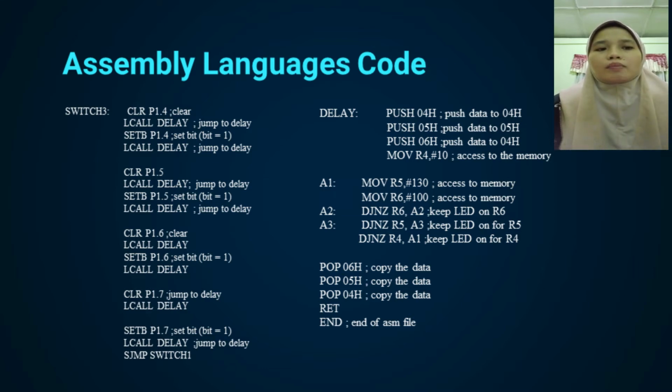After that, at the part of A1, we move the data to access the memory, and at the second, we use DJNZ to keep the data at the memory. We use POP, which copies the data and accesses the memory. After that, we use return and end the code.